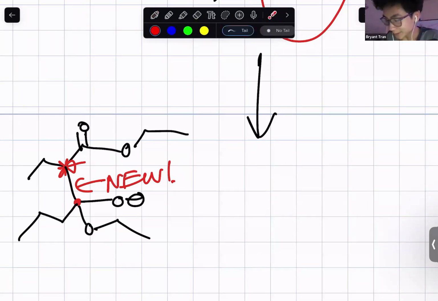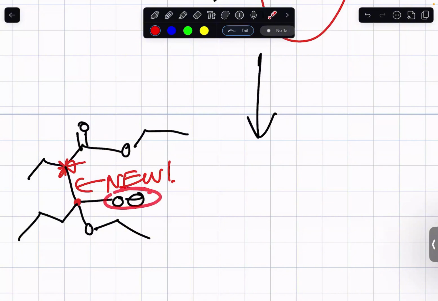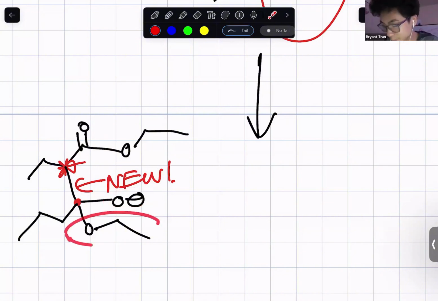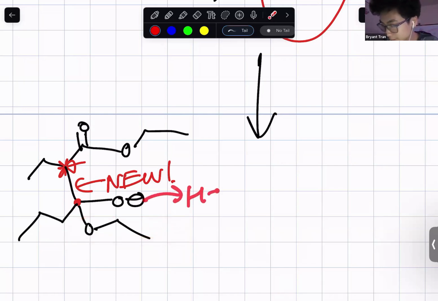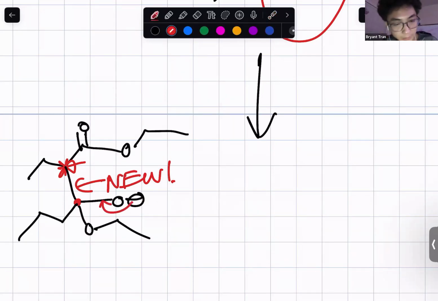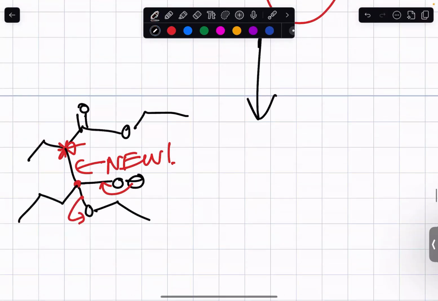You want to reform the carbonyl, so you want to keep this group and kick out the leaving group. This is the leaving group right here, the OR, and it can leave because we're in basic conditions. We're not going to protonate it yet; we're not going to bring in the acid just yet. We're going to reform the carbonyl, carbon double bond oxygen, and kick out that OR group right there.